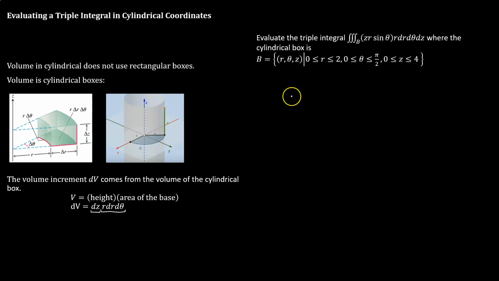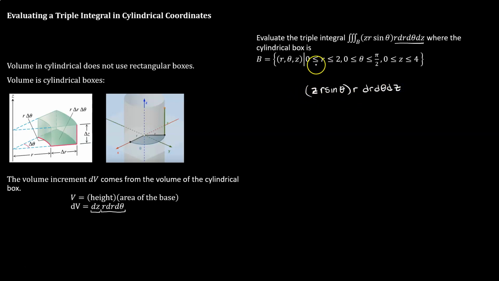We are integrating the function z times r sine theta. We have our volume increment r dr d theta dz. And we're told that we're integrating over a cylindrical box where r goes from 0 to 2, theta goes from 0 to pi over 2, z goes from 0 to 4. So the first thing we're going to do is copy down our function that we're going to integrate. Copy down that volume differential. And then set up our bounds.